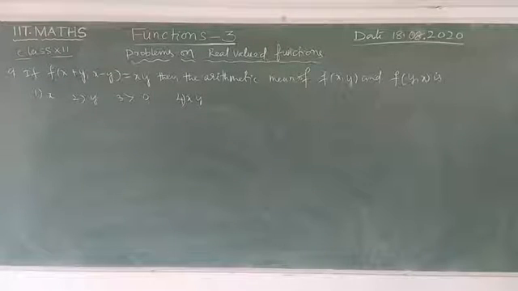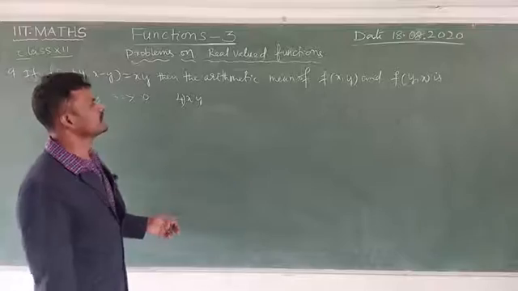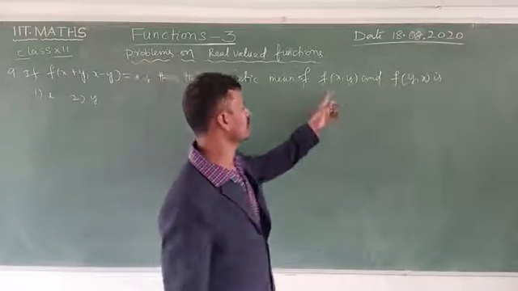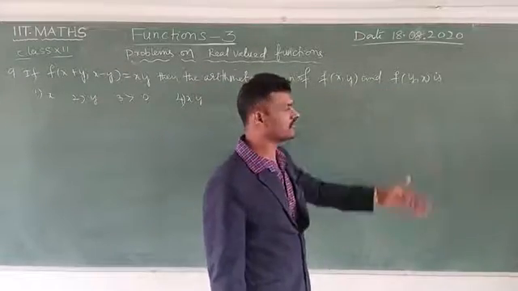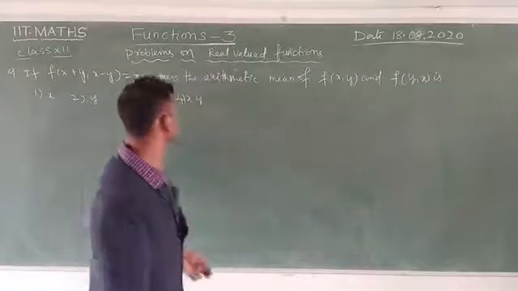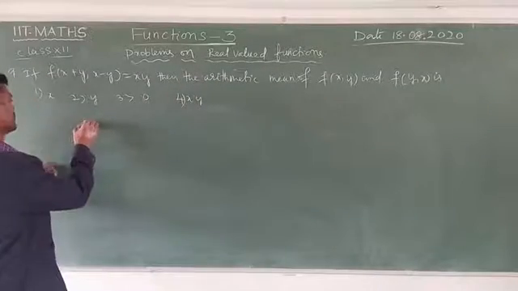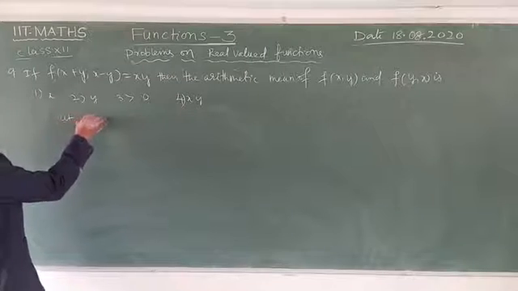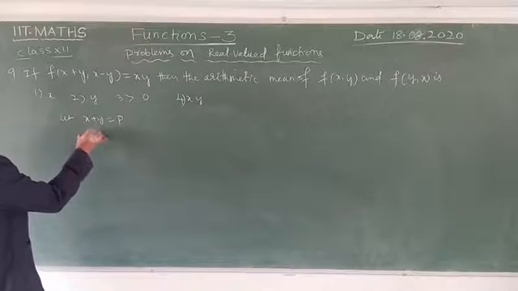Now next problem, ninth one. If f of (x plus y, x minus y) is equal to xy, then find the arithmetic mean of f of (x, y) and f of (y, x). Arithmetic mean means the sum of these two terms divided by 2. Okay, now see here, let x plus y be p, and x minus y be q.